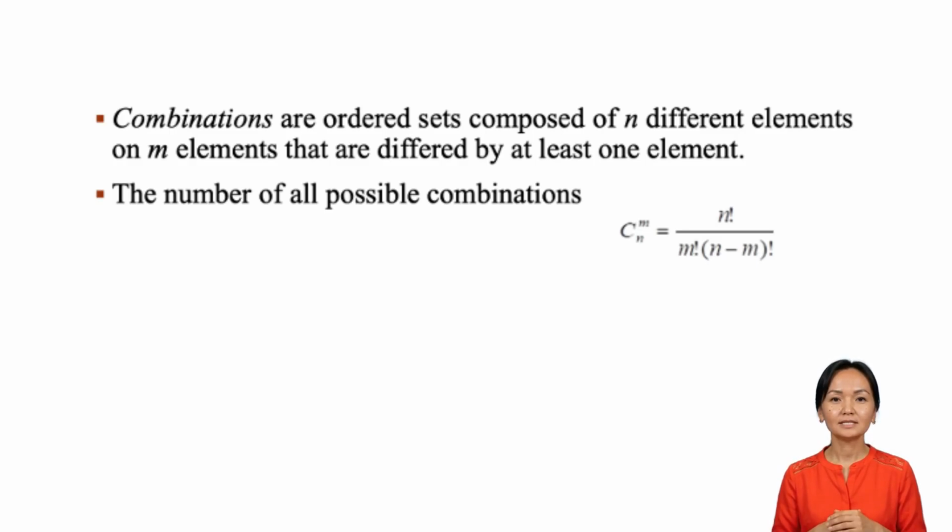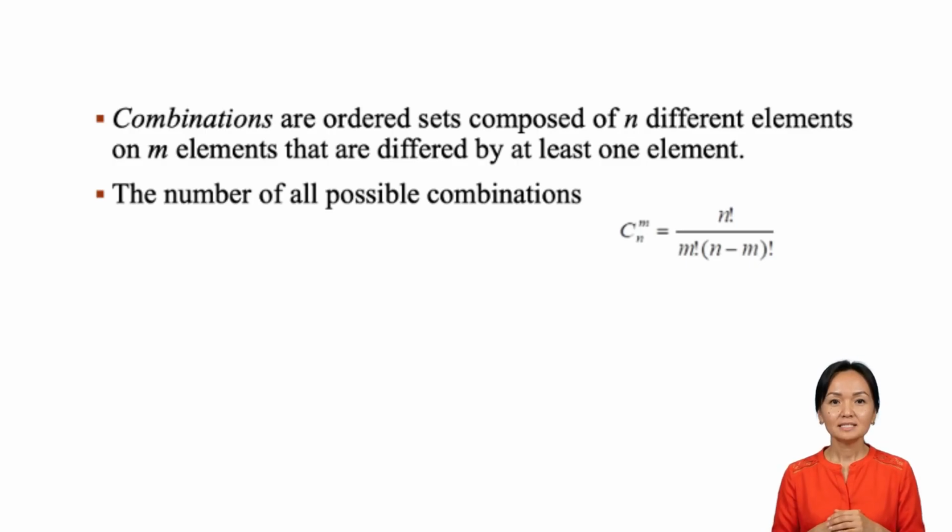If you're choosing a committee of 3 people from a group of 10, it doesn't matter whether you choose Alice first and Bob second or Bob first and Alice second. The committee is the same. The number of all possible combinations is denoted by C sub n superscript m and is calculated using the formula n factorial divided by m factorial times (n minus m) factorial.